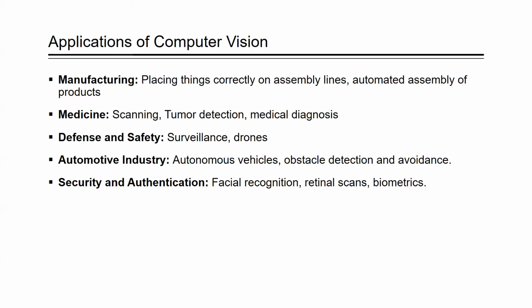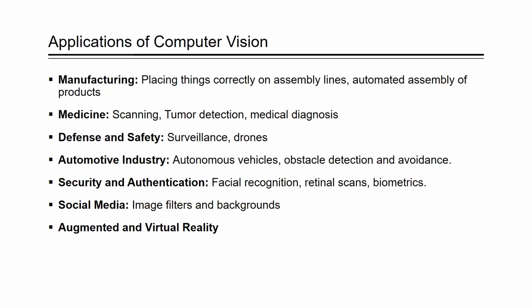You can also use it in security and authentication. So like facial recognition, similar to the ones we have on our phones. The face lock, you can use it for retinal scans where you scan the retina to identify a person, and for biometrics in general. You can use it for social media. So you want to use image filters when you take a picture. That is a form of computer vision. You want to change your background or scene. That is an application of computer vision.